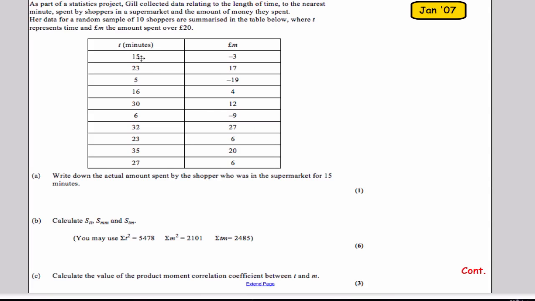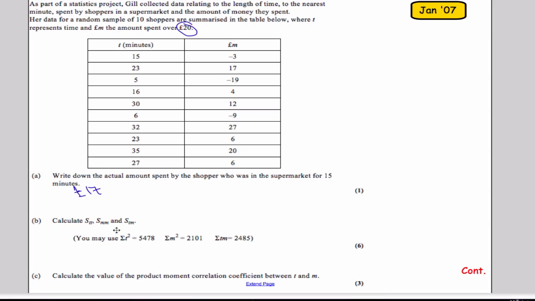Okay, so T represents the time, so that's 15 minutes. And it says minus 3. So I need to add 20, which means they spent £17 because M is the amount over 20. So if I add 20 to this, I get 17. They've spent £17, which is £3 under 20.